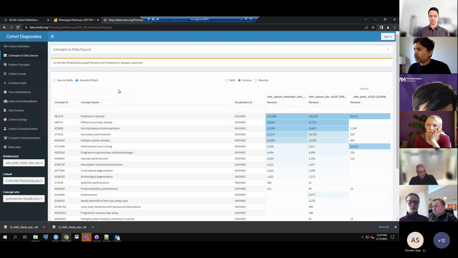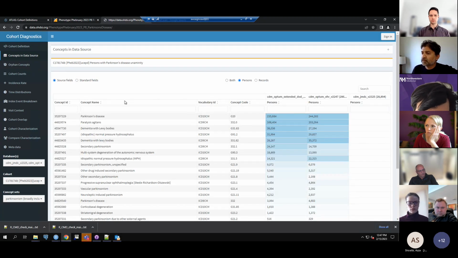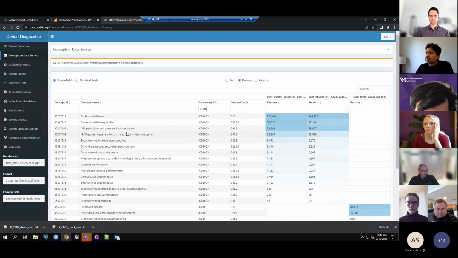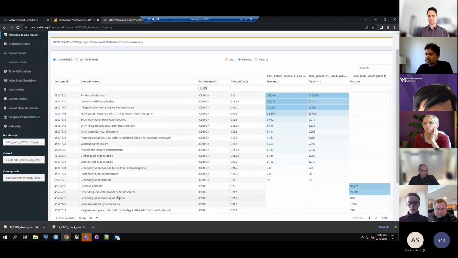Yeah, this might be more informative. This is what I focused on. I said, look, JMDC has a lot of Parkinsonism due to drug in their data set somehow. But still, my exclusion should capture it. But it is a fundamental difference in the database. Yes, there is a fundamental difference here. JMDC has Parkinson's disease and other drug-induced secondary Parkinsonism, and those are the two main concepts.